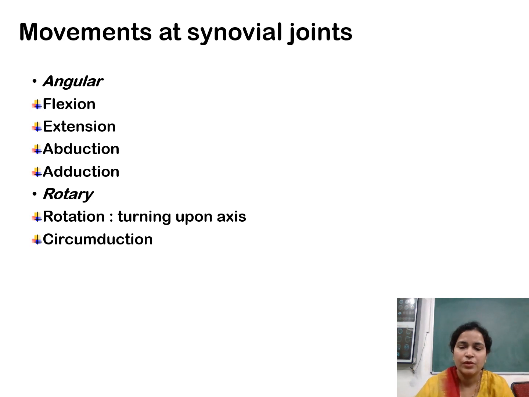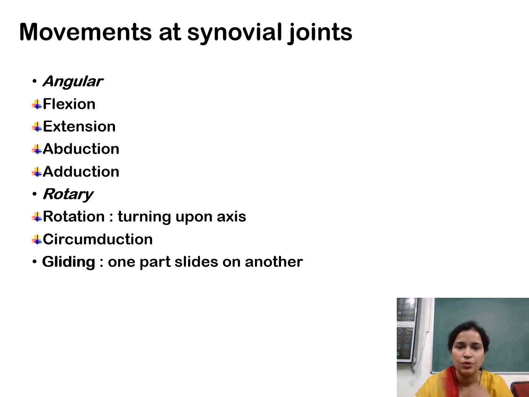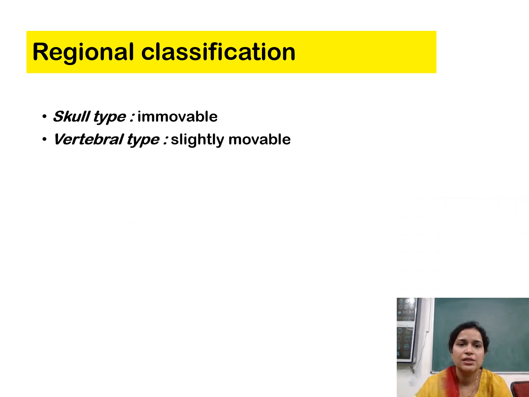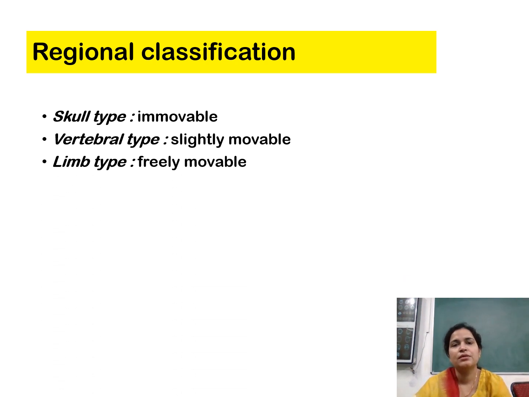Circumduction, a combination of all the movements, that is circumduction. And gliding, where one part slides over another. Now, according to the regional classification: skull type is immovable, vertebral type is slightly movable, and limb type is freely movable.